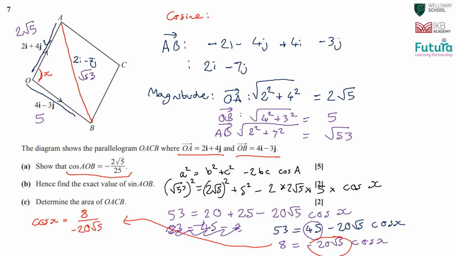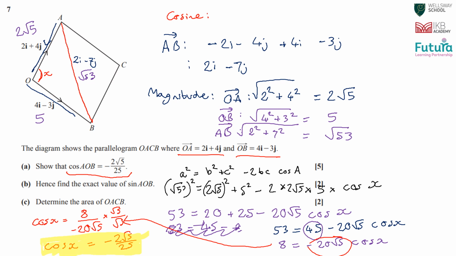To simplify this, you can times top and bottom by root 5 over root 5. And when you do that and use your calculator to help with this final bit of simplifying, you get cos of x equals minus 2 root 5 over 25, which is the thing that we were aiming to get to in the first place.